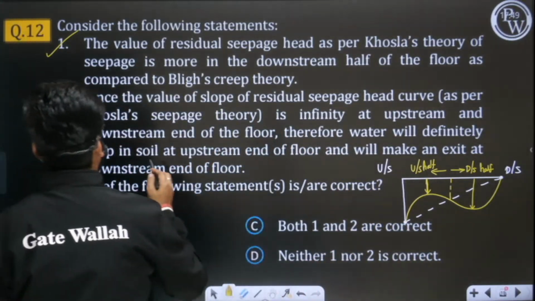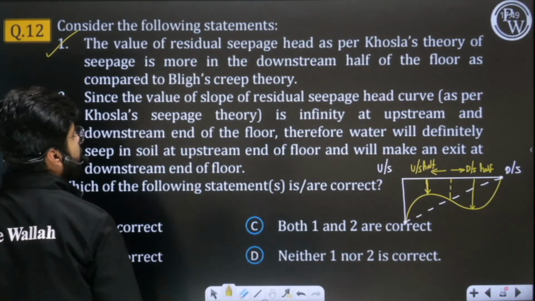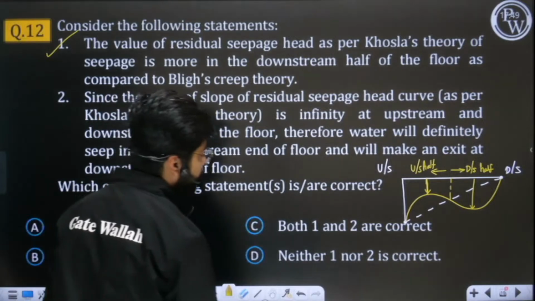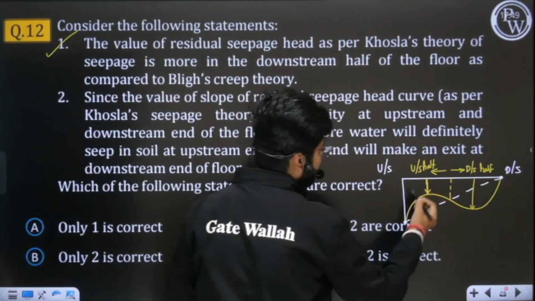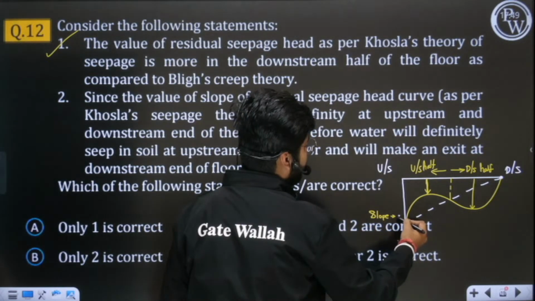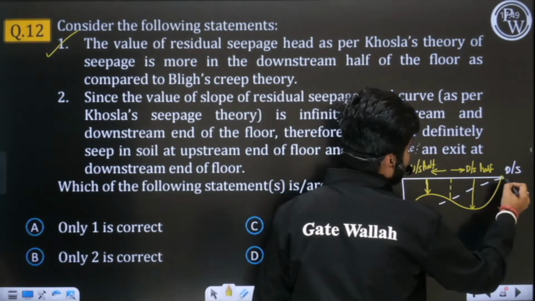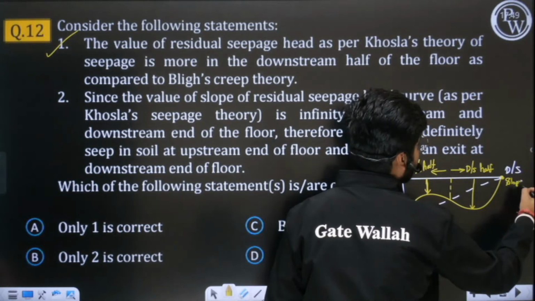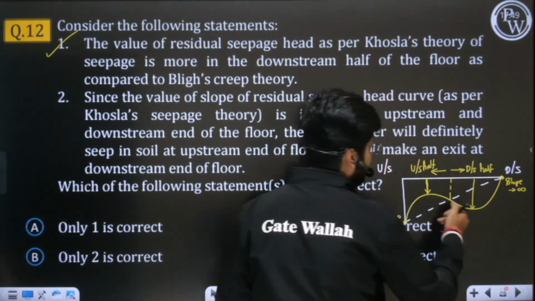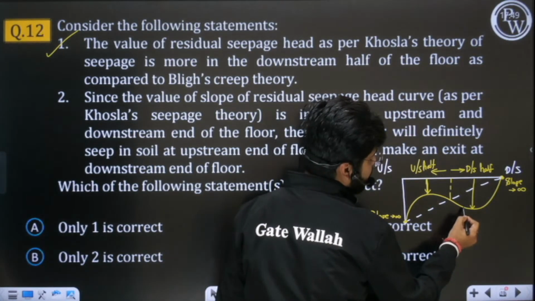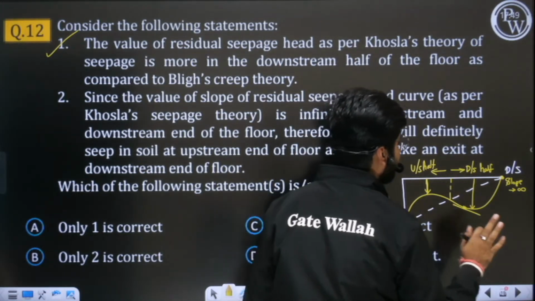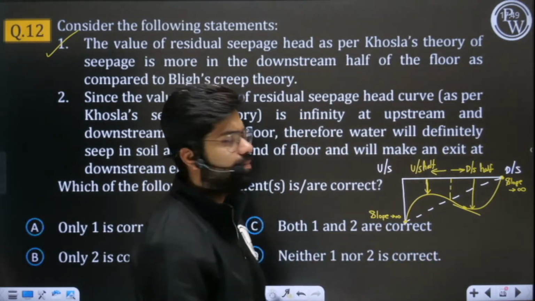Now, the value of the slope of the residual seepage head curve is infinity at the upstream and downstream ends. Yes, you can see this is your residual seepage head curve. The slope at this upstream point is infinity. Why? Because it is a corner, and this is also a corner. Here also the slope is infinity, and in the intermediate region you can find the slope at any point. Let us say you are interested in finding the slope here, so the slope will be this one. You can find the slope at any point, it depends on you.